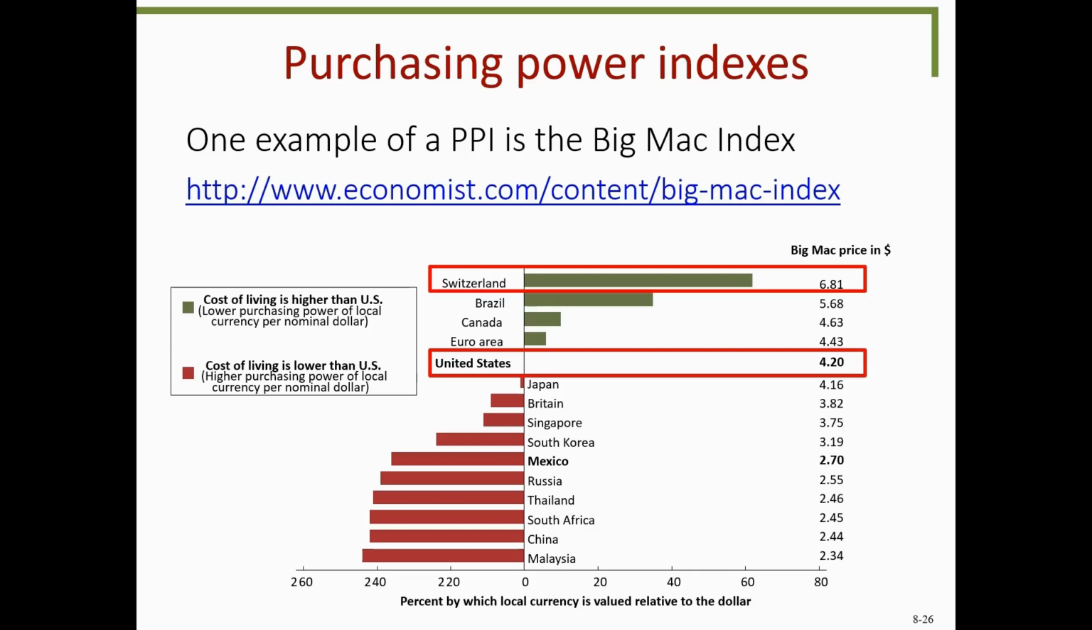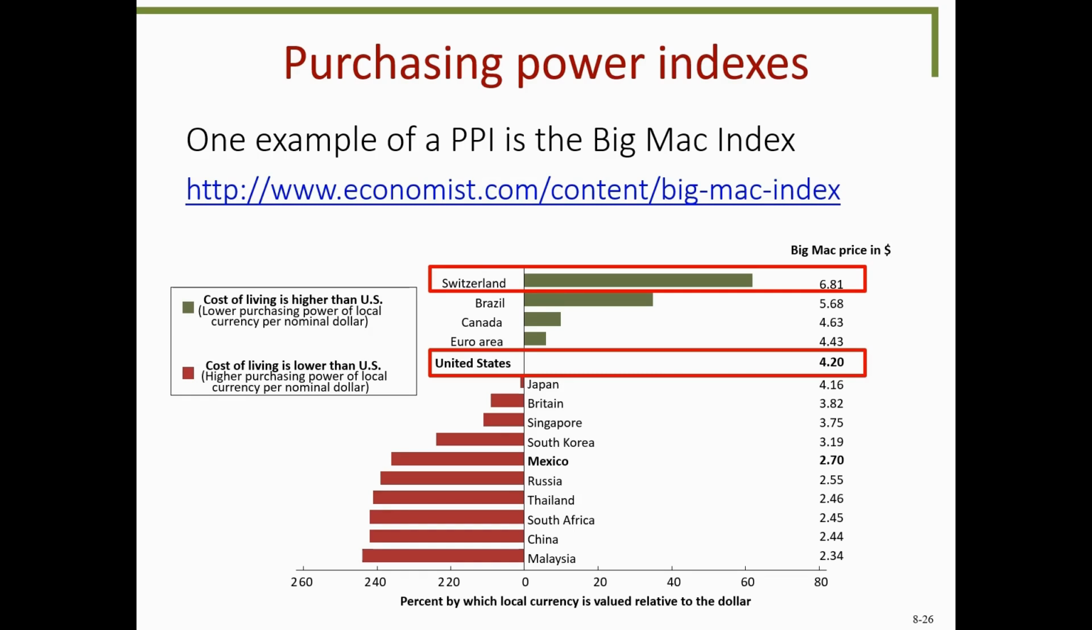This video will be covering Chapter 8, the cost of living. Specifically, the Big Mac Index as an example of purchasing power indexes, implied exchange rates, how to tell if a currency is overvalued or undervalued, and how to adjust per capita depending on if it's undervalued or overvalued.